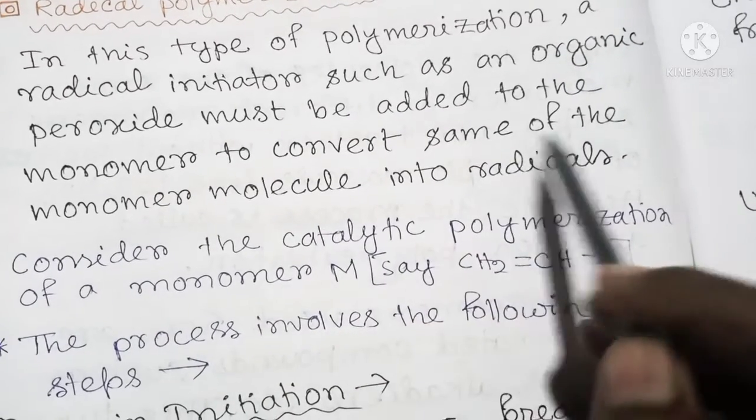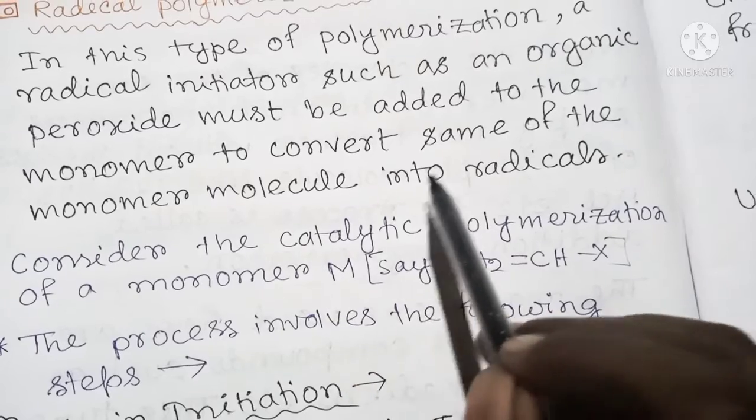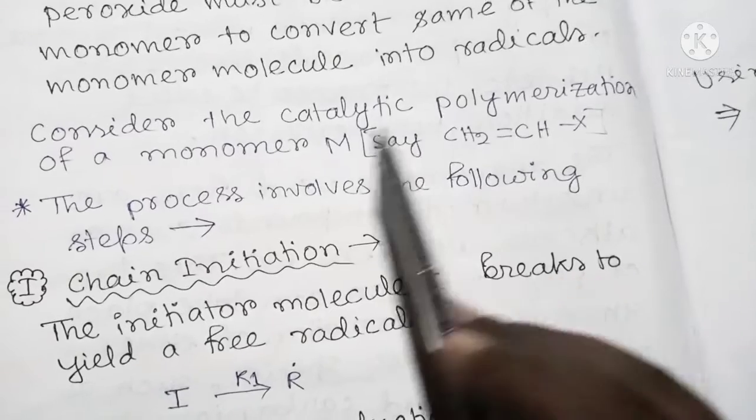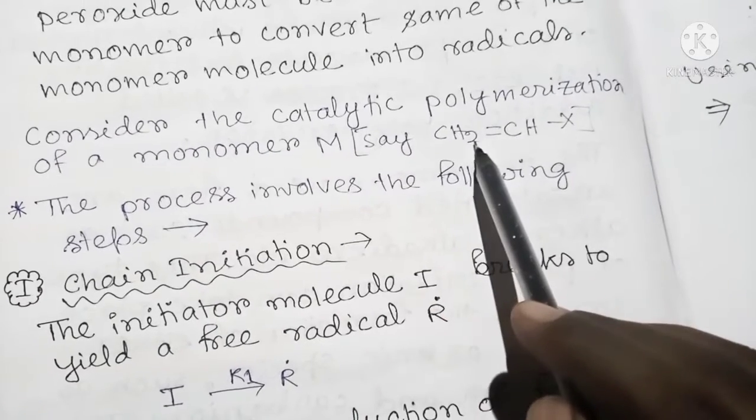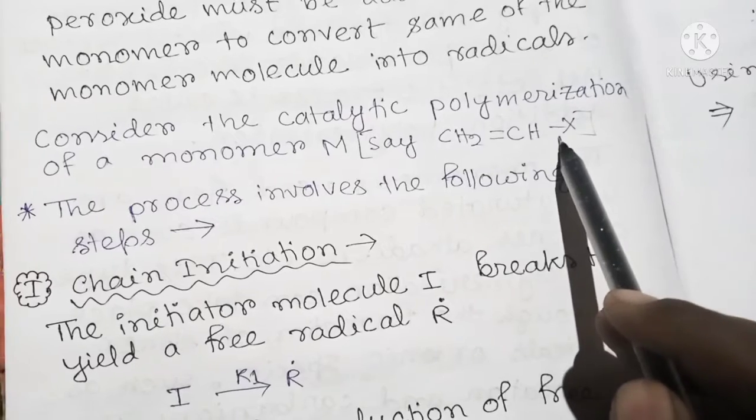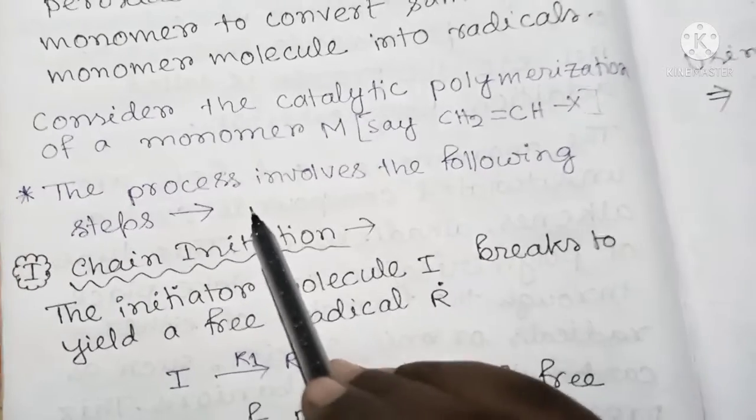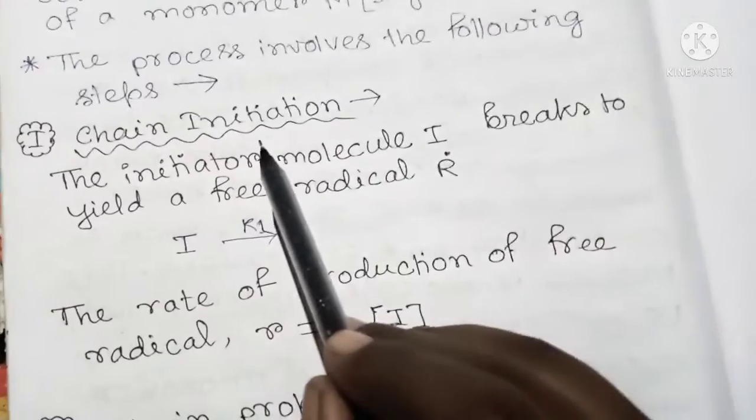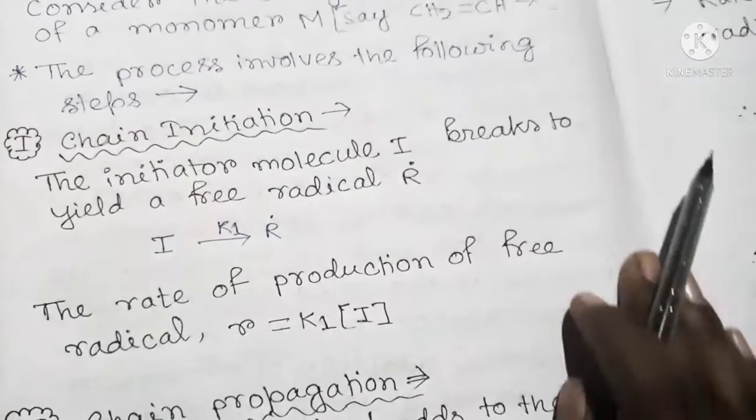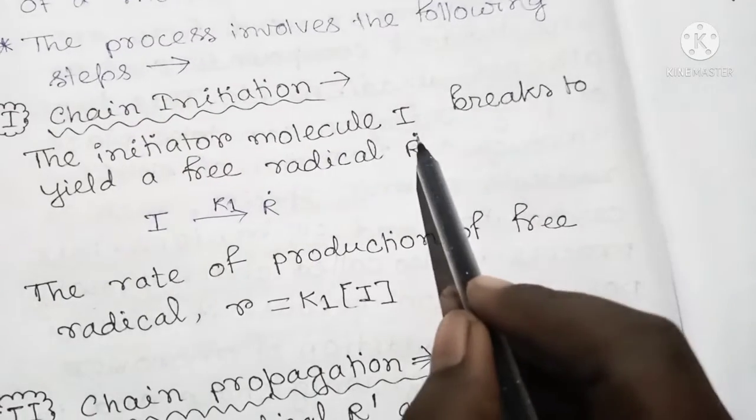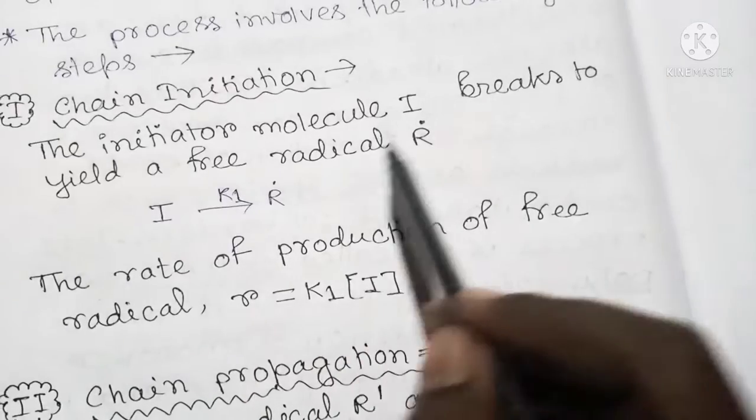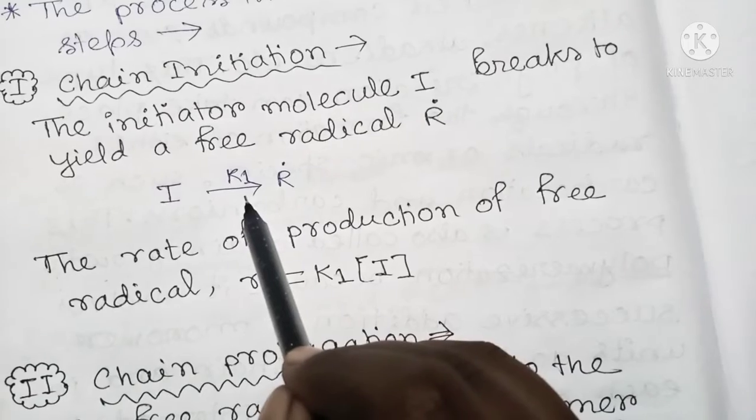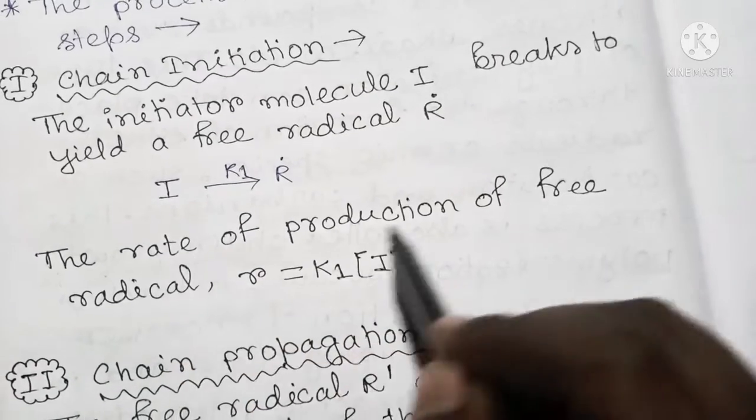Consider the catalytic polymerization of a monomer M, say CH2=CH-X. The process involves the following steps. First one is chain initiation. The initiator molecule I breaks to yield a free radical R. I transforms into R in the presence of K1. The rate of production of free radical R equals K1 into I, the concentration of I.